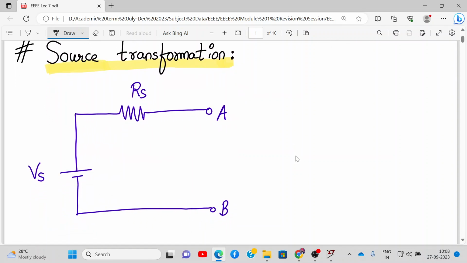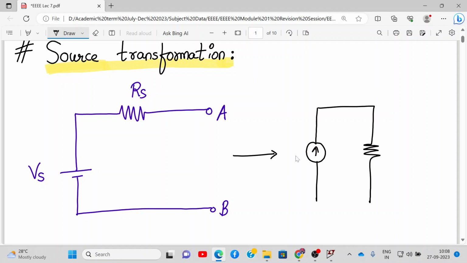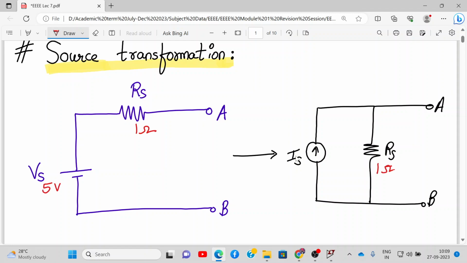Let's say you have a circuit with a DC source Vs and a series resistance Rs. Now according to source transformation, this gets converted into a current source with a parallel resistance. This is point A and B. This will be named as Is and this is Rs. So Rs value will be the same. Let's say this value is 1 ohm and this voltage source value is 5 volt. So this value will be 1 ohm itself.